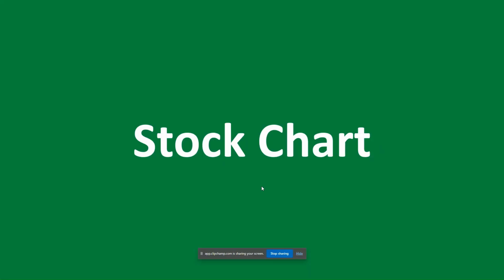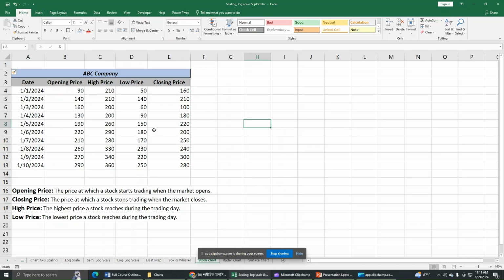Hello everyone. Today we will see stock chart in Excel. So let's start. This is our data set.